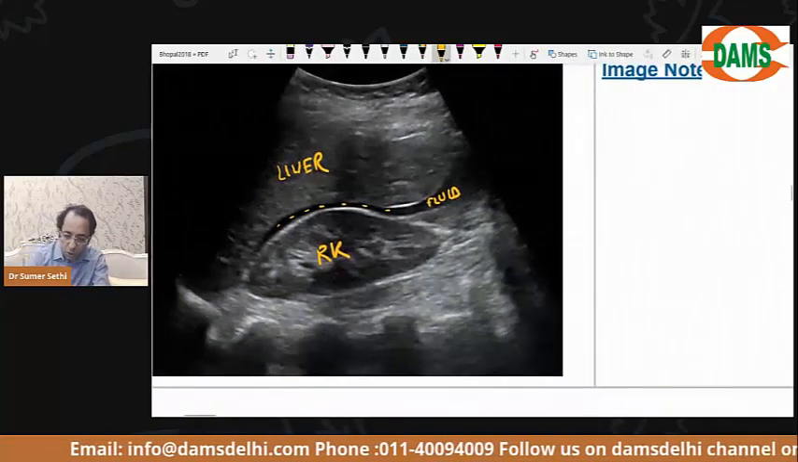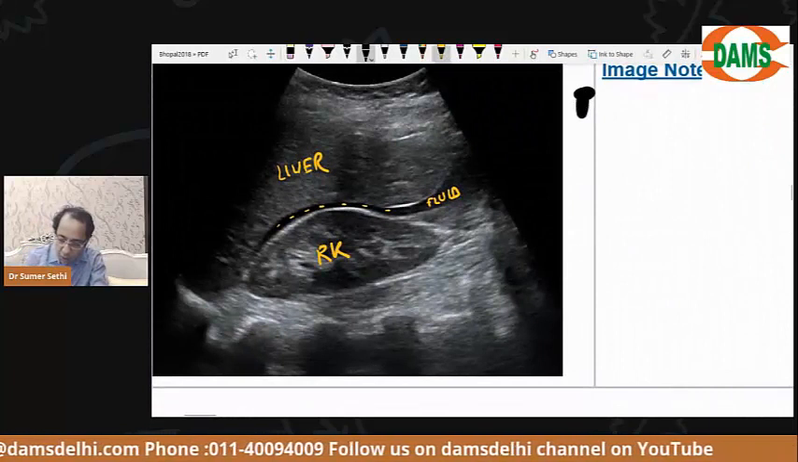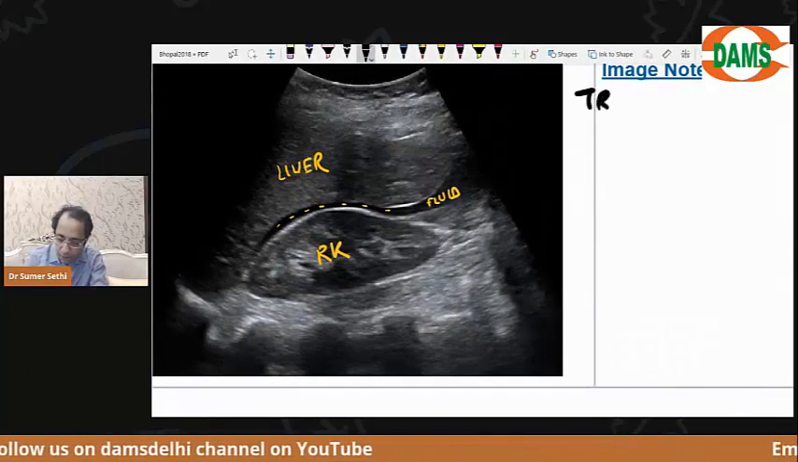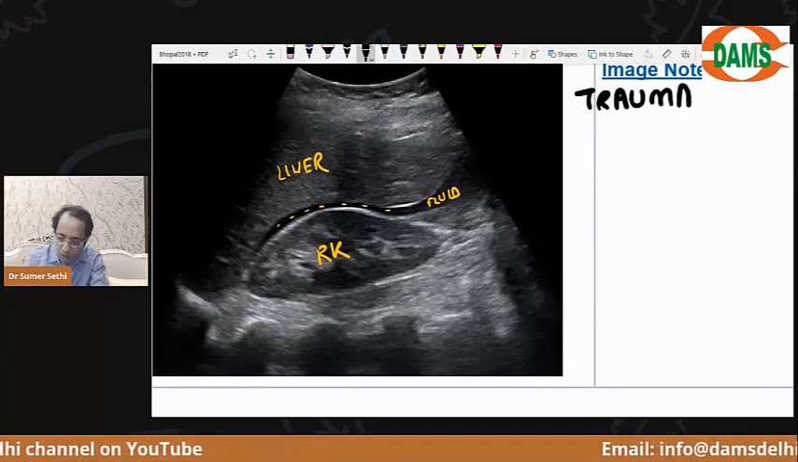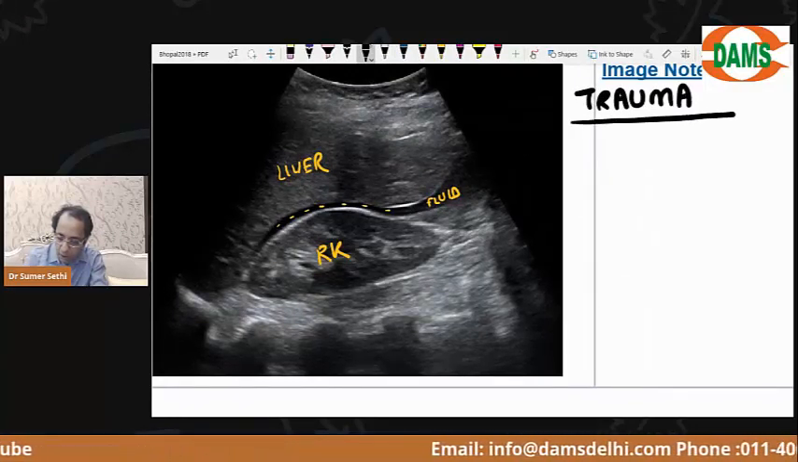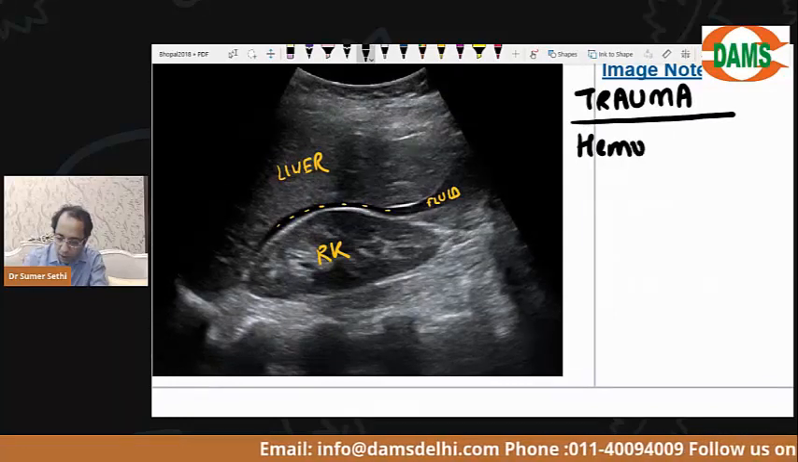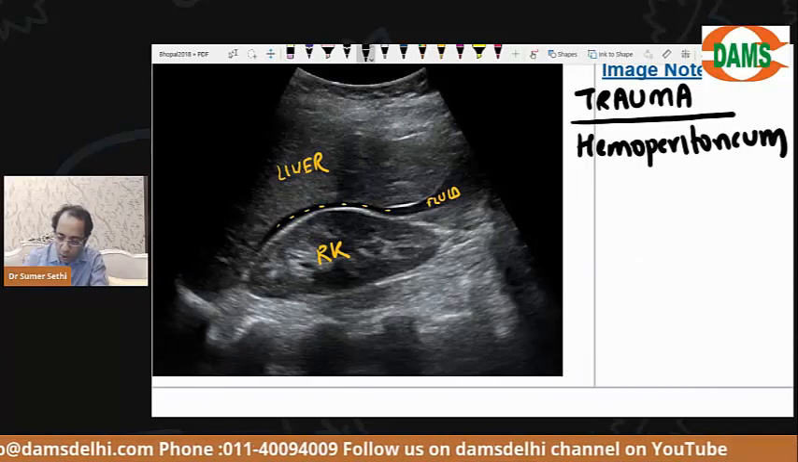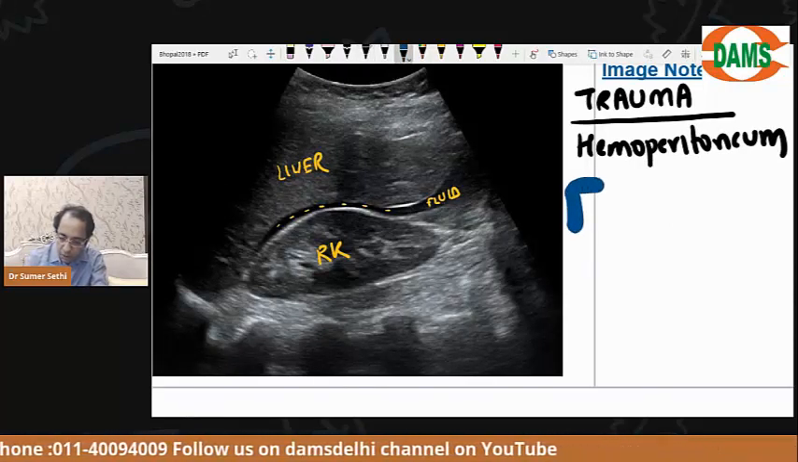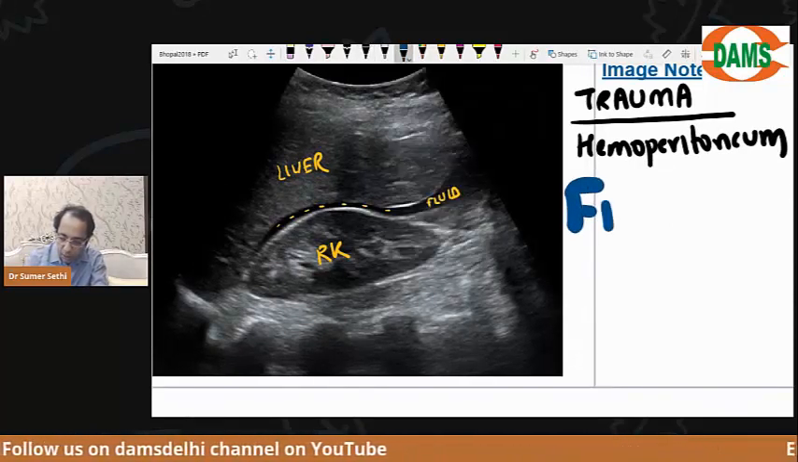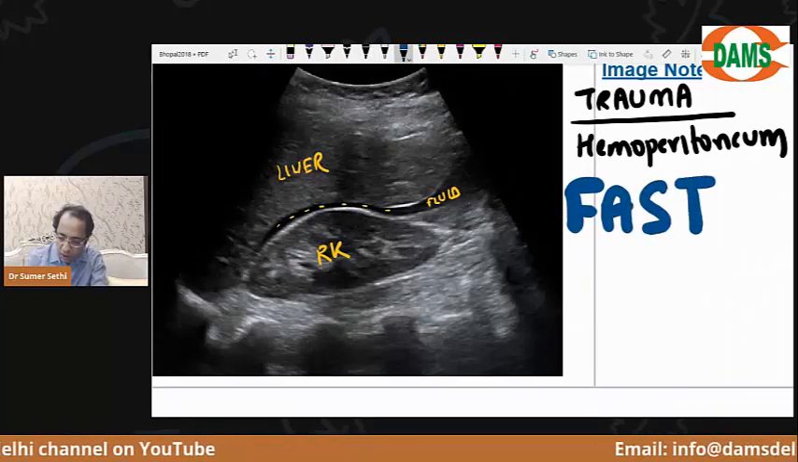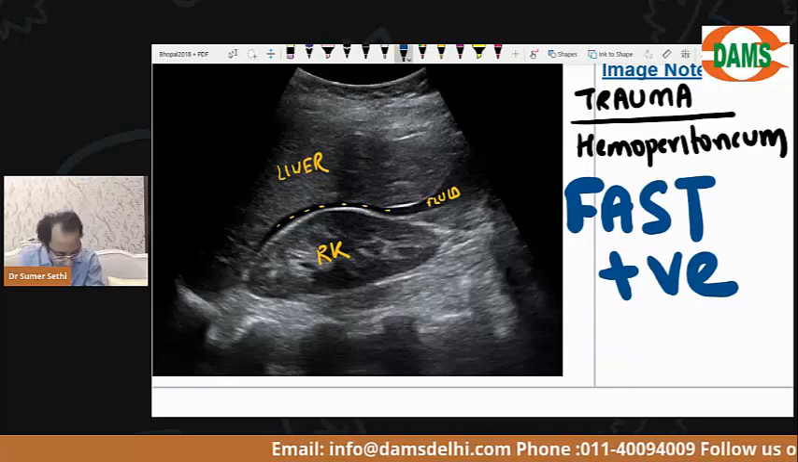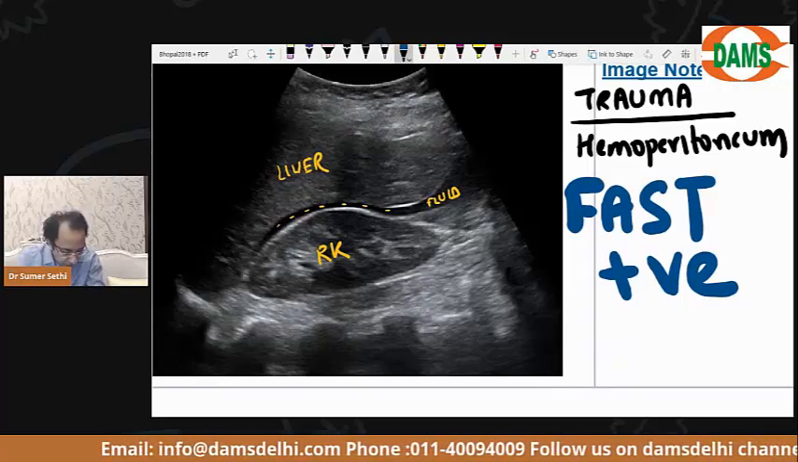Now my question to you is, in a patient with trauma, what fluid will be there in the peritoneum? You will have blood. So there will be hemoperitoneum. So how will you write your report? If you find blood in the peritoneum on FAST, we call it FAST positive. This is a question from last year's AIIMS exam.